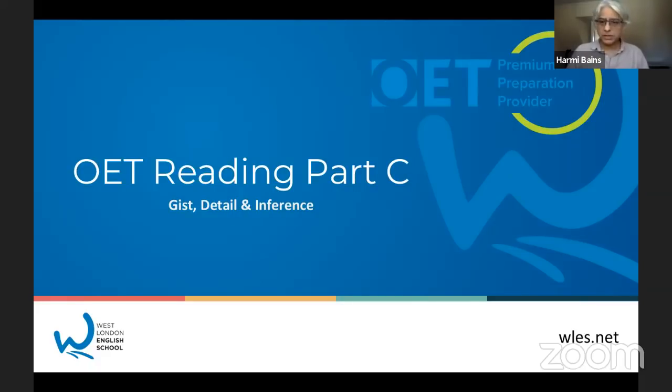In this lesson, we're looking at reading part C. We're gonna look at some reading skills which you might find useful in the OET reading exam. These are called gist, detail, inference. And this is what we're gonna look at in this lesson. We're gonna do a couple of practice tasks as well. So let's keep going.